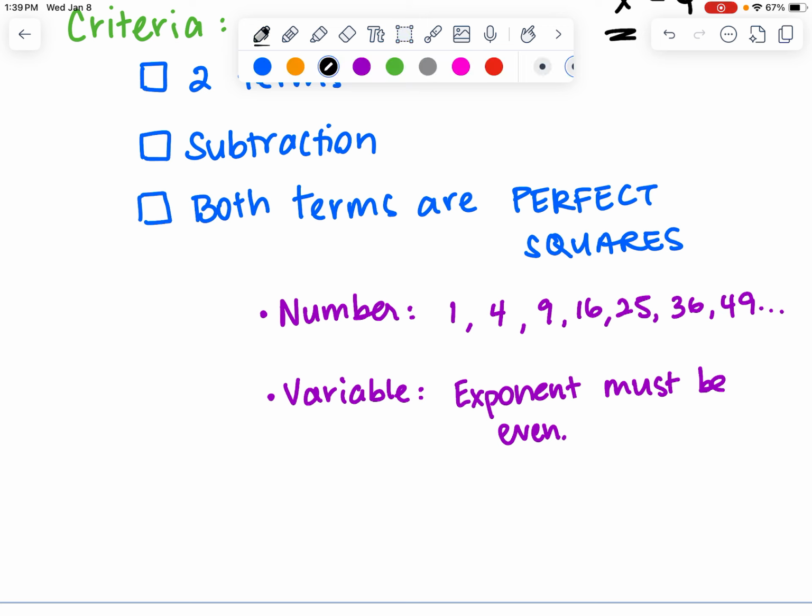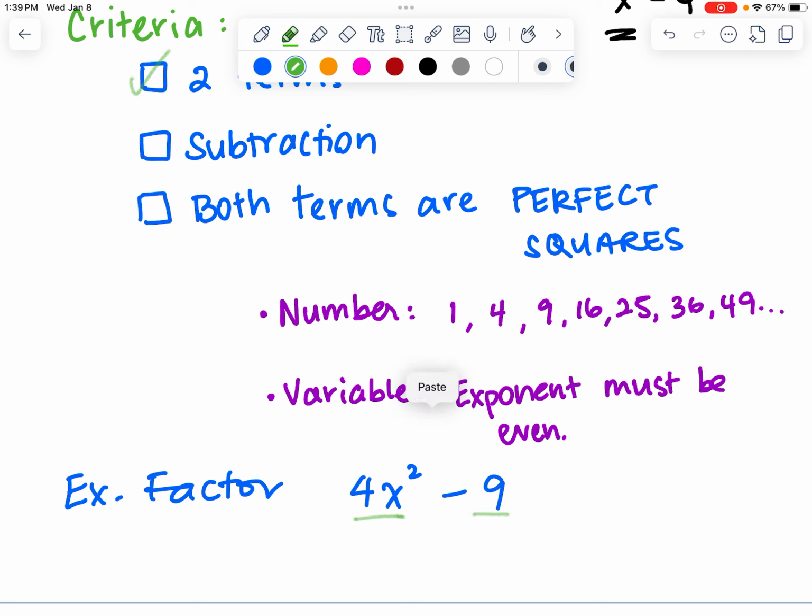So how do I then do the factoring? Let's do an example where I ask you to factor, let's say, 4x squared minus 9. Let's go through our checks. I have two terms, yes. I have subtraction, yes. Both terms are perfect squares, let's check. The 4, yep. The 9, yep. And this is an even exponent.